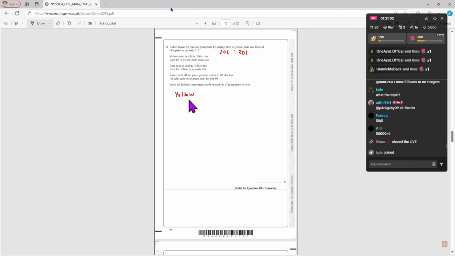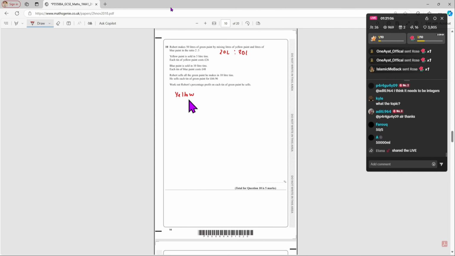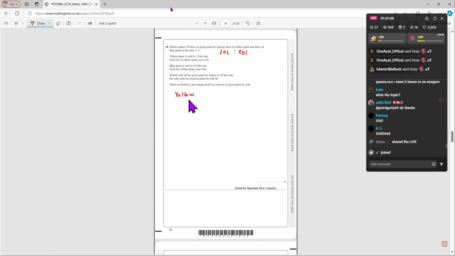And remember, guys, when you mix something up, the mass adds up. Have you heard of the conservation of mass in your science lessons? That is basically the same thing. Okay.